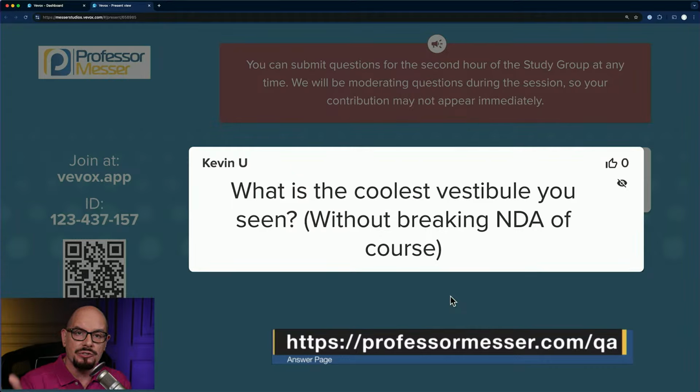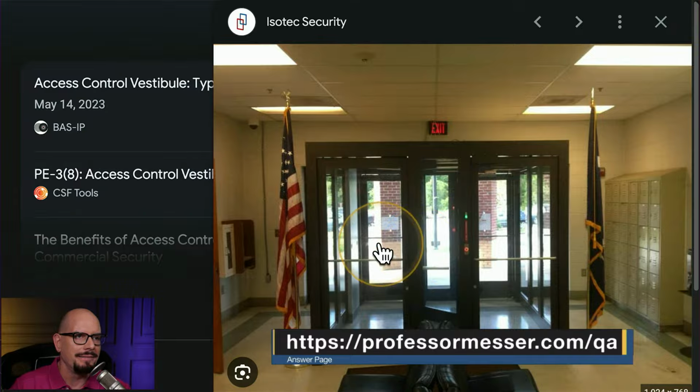One of the answers we had in one of the questions today was an access control vestibule. For those of you familiar with those, let's get a picture of one. Google shows me an access control vestibule. This is not one you would see in a data center, but it's accurate enough. There's a set of doors on the outside, a middle part, and a set of doors on the inside.